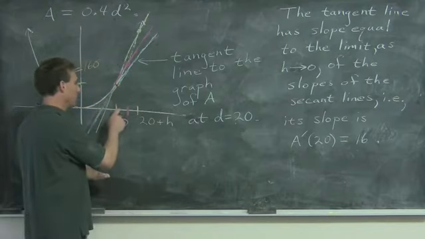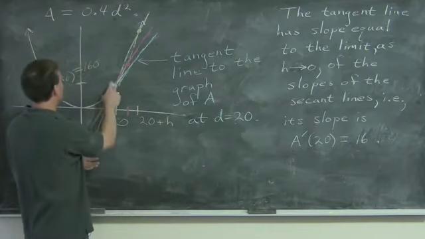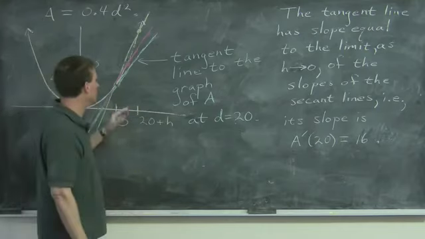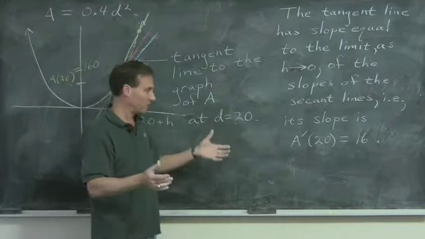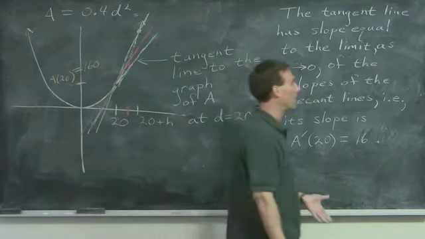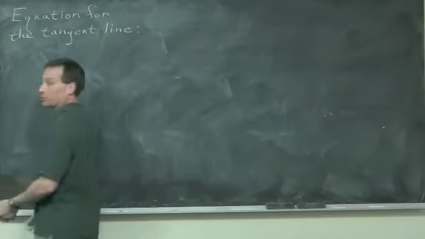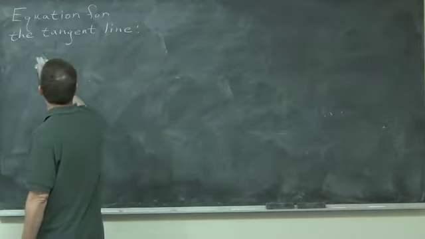You're calculating it, for instance, here we were calculating it when d is 20, which means the y-coordinate is 160. So you know a point on the line, and this derivative, if you can calculate it, gives you the slope of the line, and then you use the point-slope form of the line. Unless you're told to use some other form, this is certainly the form you would want to use.